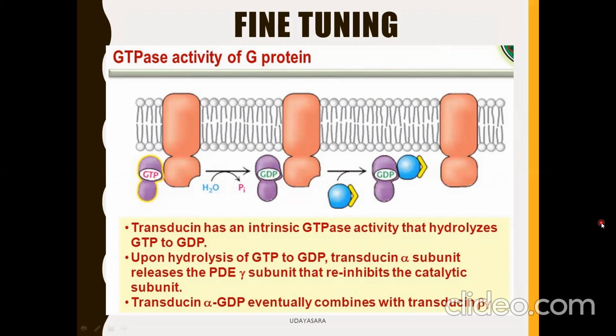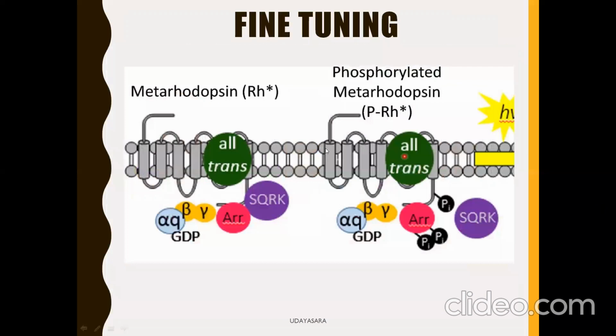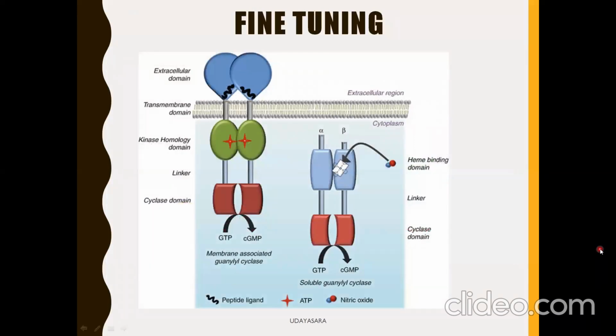The other mechanism is that when metarhodopsin is phosphorylated, there is one more molecule called arrestin. This arrestin will bind with the phosphorylated rhodopsin, the metarhodopsin molecule, and hence it stops the neuronal signaling. The third mechanism is activation of the guanylyl cyclase enzyme, which catalyzes the conversion of GTP to cyclic GMP, and the level of cyclic GMP in the cell is increased, which in turn causes the opening of the sodium channels, resulting in the stoppage of the signaling.